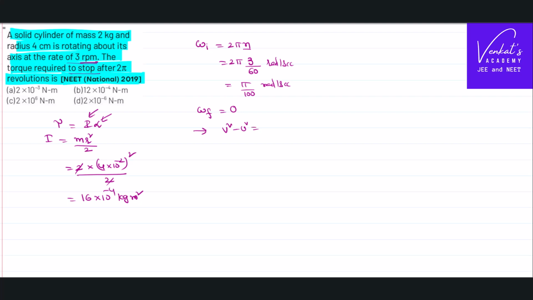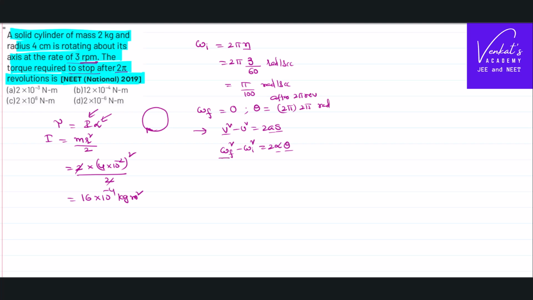So similar to our v square minus u square equal to 2as in translatory motion, in rotatory motion we have omega final square minus omega initial square equal to 2 into alpha into theta. Instead of linear velocity, angular velocity. Instead of linear displacement, angular displacement. Instead of linear acceleration, angular acceleration. Now, what is theta? After 2 pi revolutions. For each revolution, it covers an angle of 2 pi. So the total displacement after 2 pi revolutions is 2 pi into 2 pi radian.